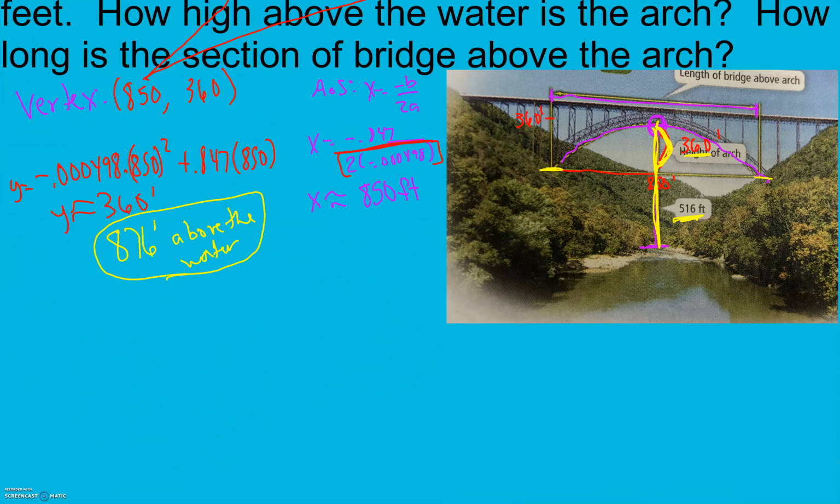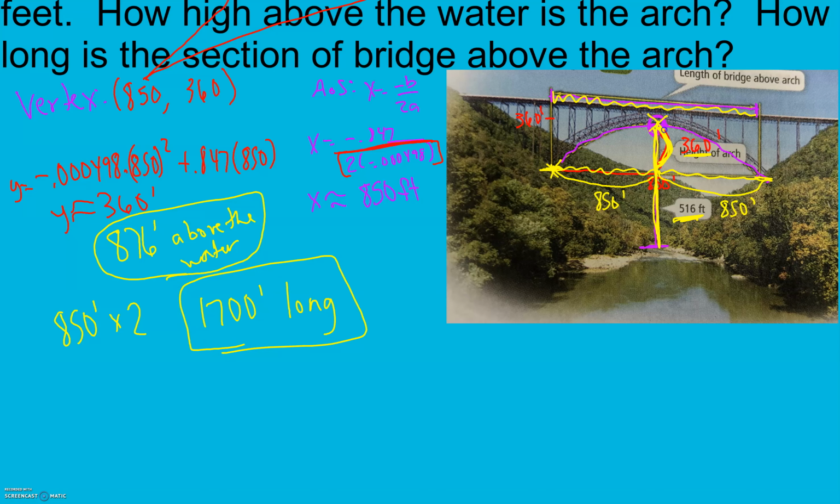Now, we want to know how long is the section of bridge above the arch. So we're looking for this far, which happens to be the same as this far. And we already said that this much is 850 feet. Keep in mind that parabolas are symmetric, which means if this point is 850 away from where my vertex is, so is this part. So I take that 850 feet times 2 because I have that far on the left and that far on the right, and I get 1,700 feet long.